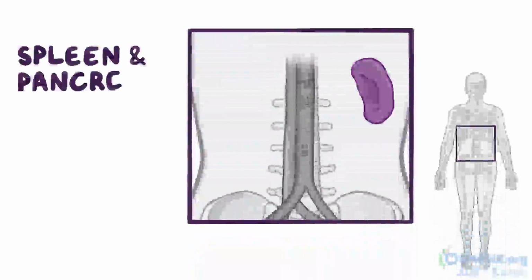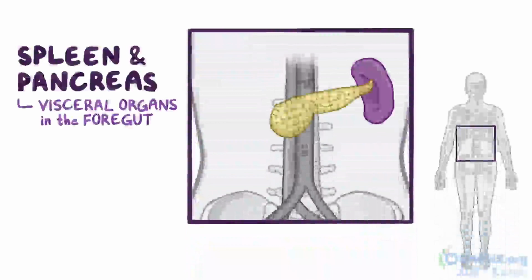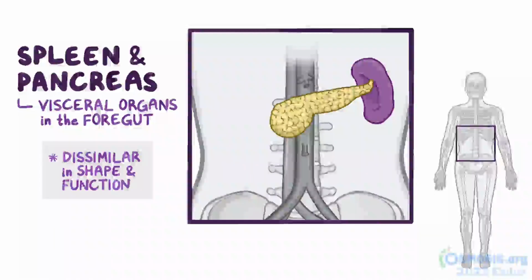Both the spleen and the pancreas are visceral organs in the foregut. Don't get too excited though, that's where their similarities end. Other characteristics such as the shape and function within the body are quite different. So let's break them down.